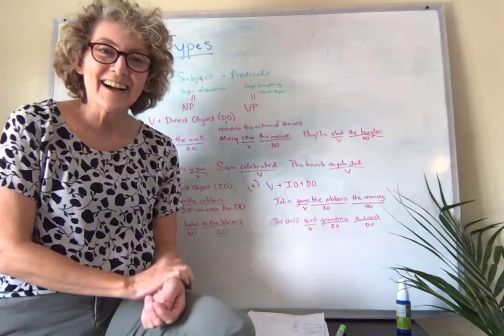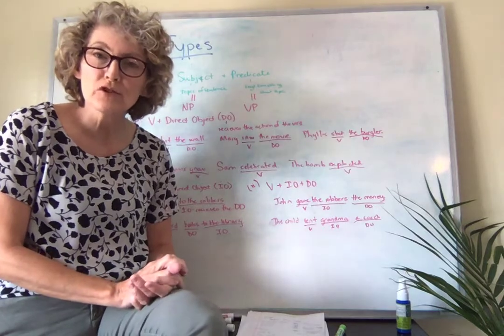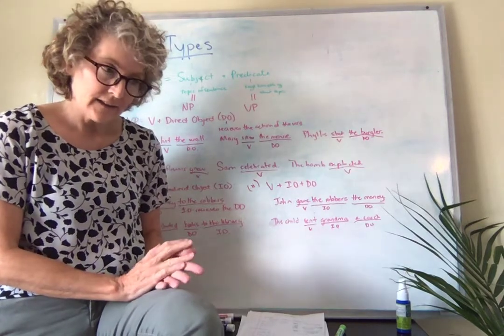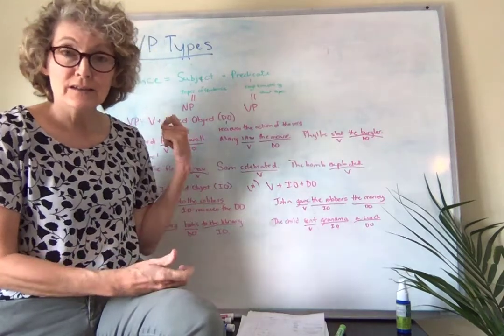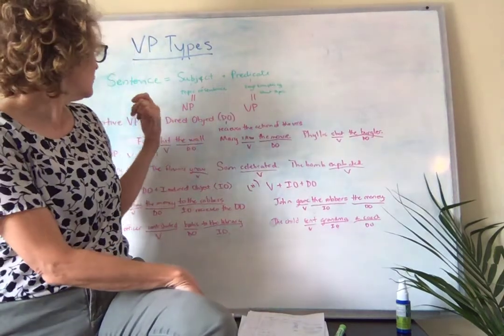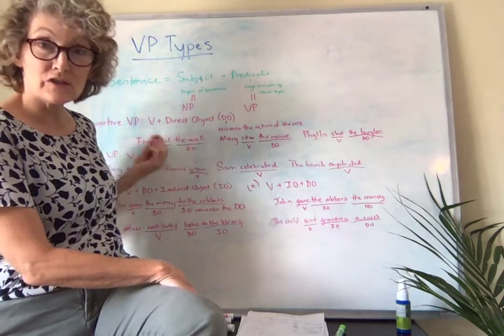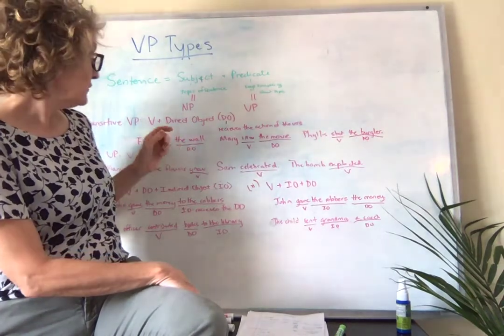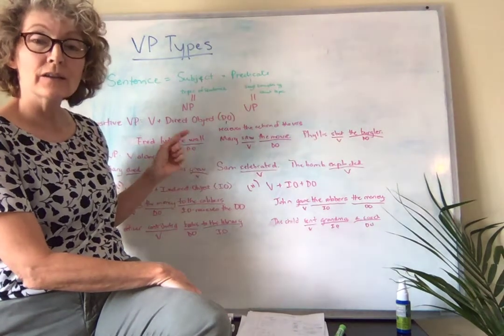Hey guys, I am back to continue our discussion of the structure of verb phrases, and the type of verb phrase that we have talked about so far is the monotransitive. So, Fred hit the wall. You've got your subject, Fred, you've got your verb, hit, and you've got your direct object, the wall.